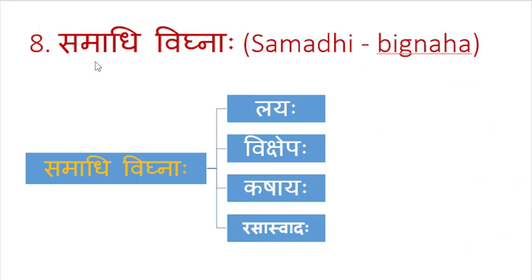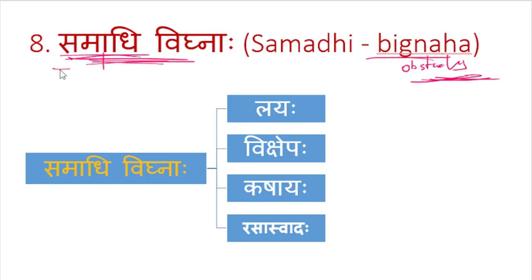So now we are going to discuss the samadhi vighna. The vighna means the obstacles. Obstacles to reach samadhi. They accept two types of samadhi. One is called, okay, I write here: Savikalpaka and Nirvikalpaka.